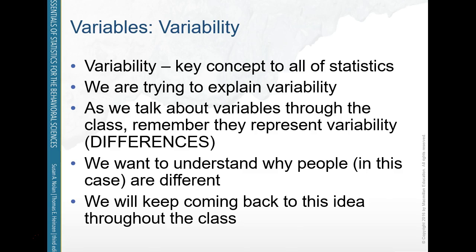But our question is, why are people different? Why do people get different test scores? Why do people have different levels of depression? Why are some people more depressed than others? Why do some people have more anxiety than others? These are our questions. Why are some people more aggressive than others? So when we're talking about statistics, and our research questions, we're really talking about variability, and variability brings us back to the idea of the variables we study.